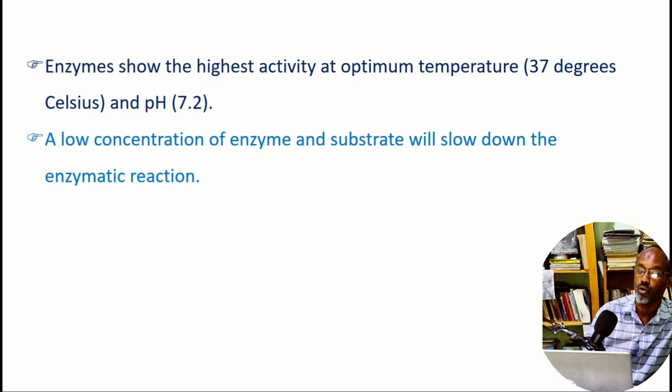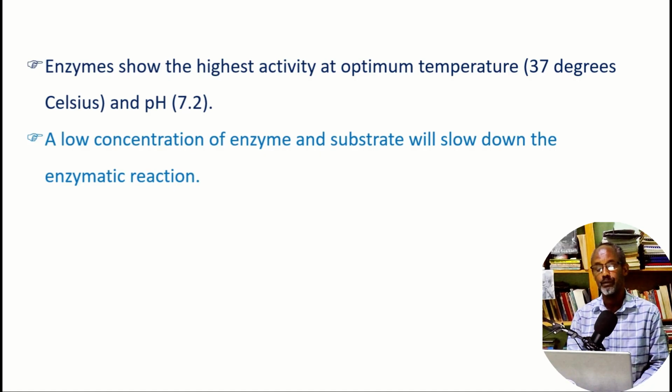If the amount of enzyme is limited, of course, the rate slows down, as far as we have excess substrate. If the enzyme concentration is low, as we are decreasing the amount of enzyme, the rate is decreasing, of course. In case of substrate, as we decrease the amount of substrate, the rate decreases, of course.